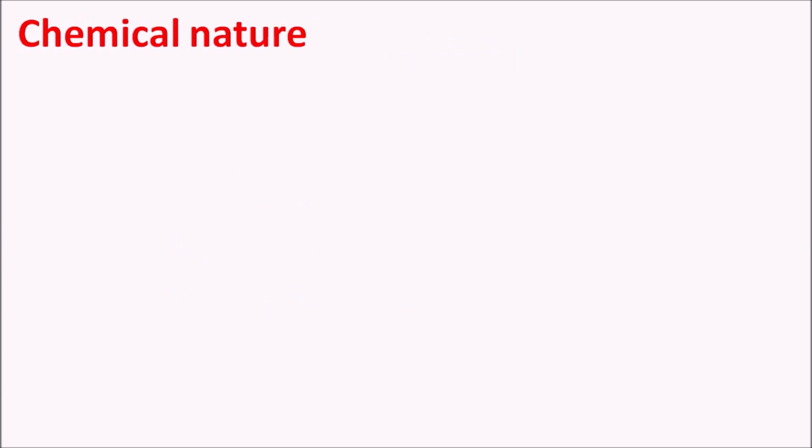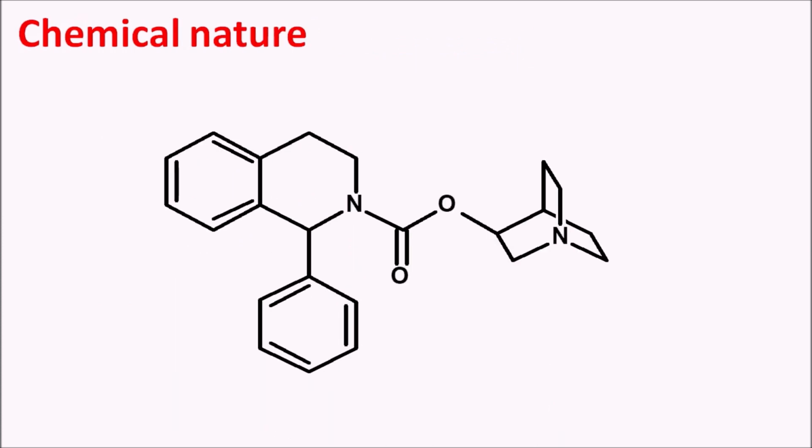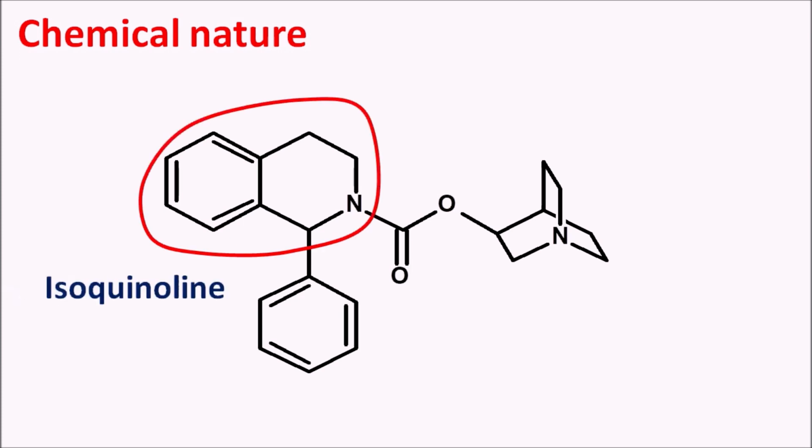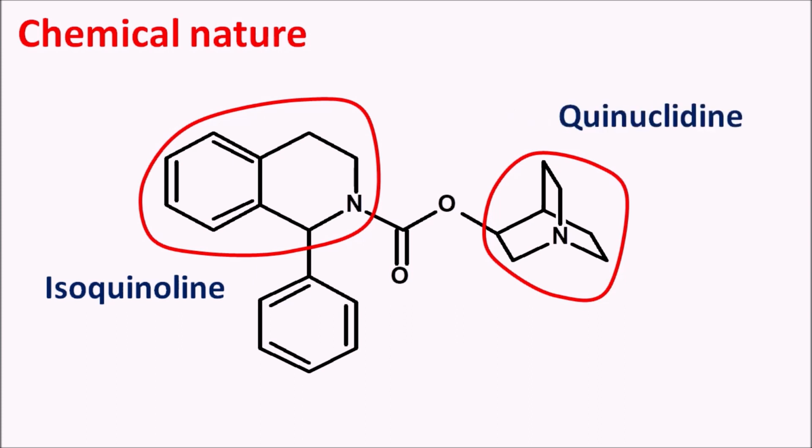Now let us see the chemical nature of this drug. This is the structure of solifenacin. Here we can observe one heterocyclic ring system. This is nothing but isoquinoline, which is a dihydroisoquinoline. And here another bicyclic ring system is present. This is nothing but the quinuclidine. Now this quinuclidine is attached to the isoquinoline through an ester bridge. So this structure is somewhat similar to the natural anticholinergic agents such as tropane alkaloids. So solifenacin is an isoquinoline ester with a quinuclidine nucleus.